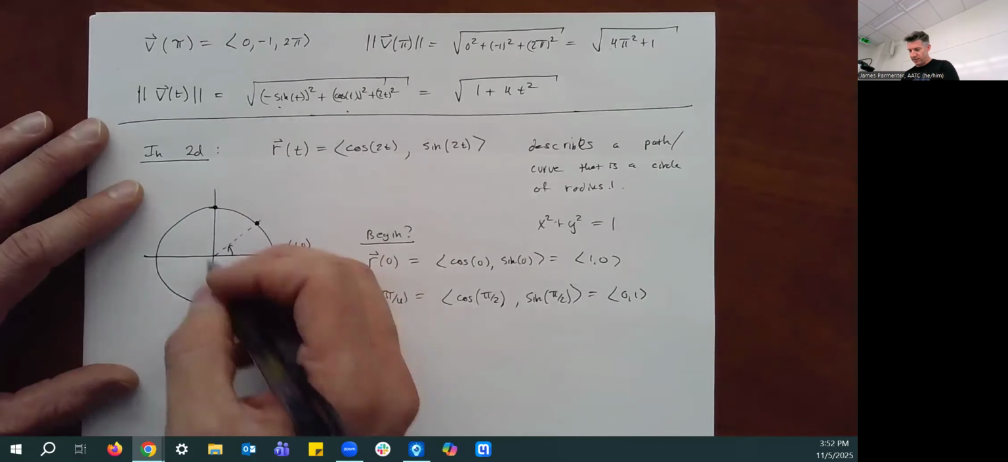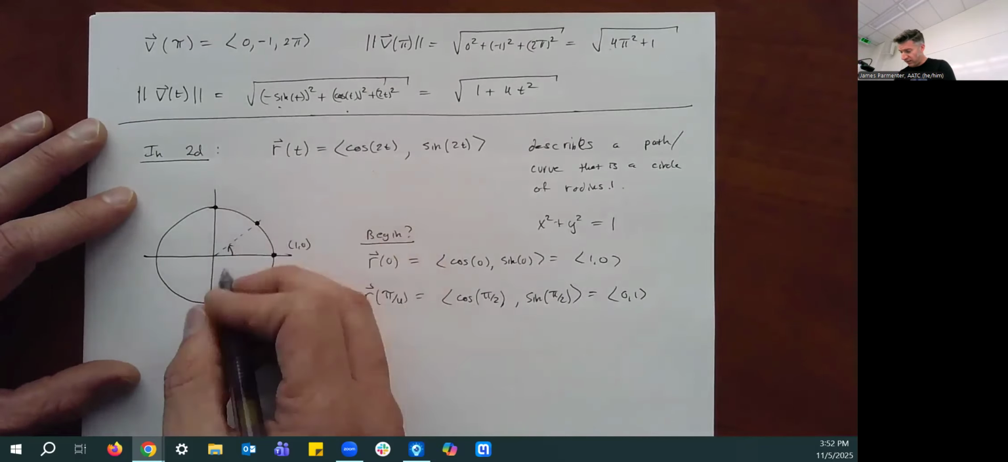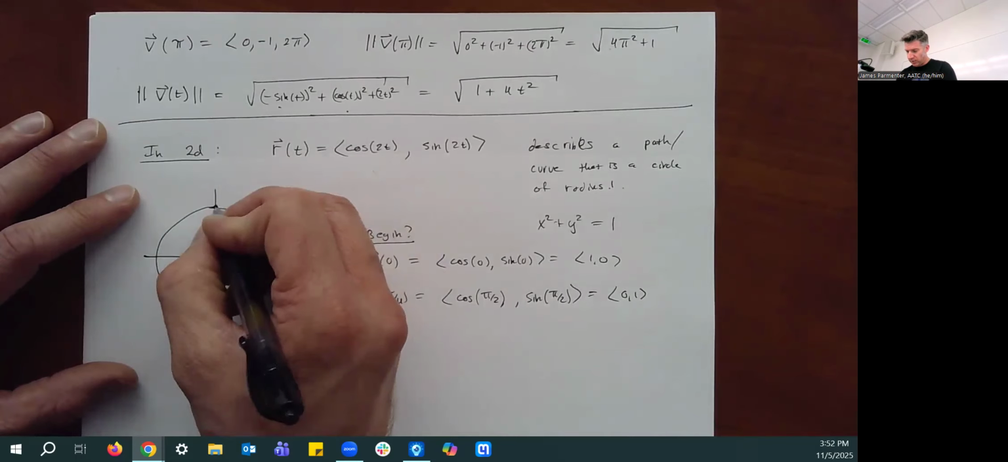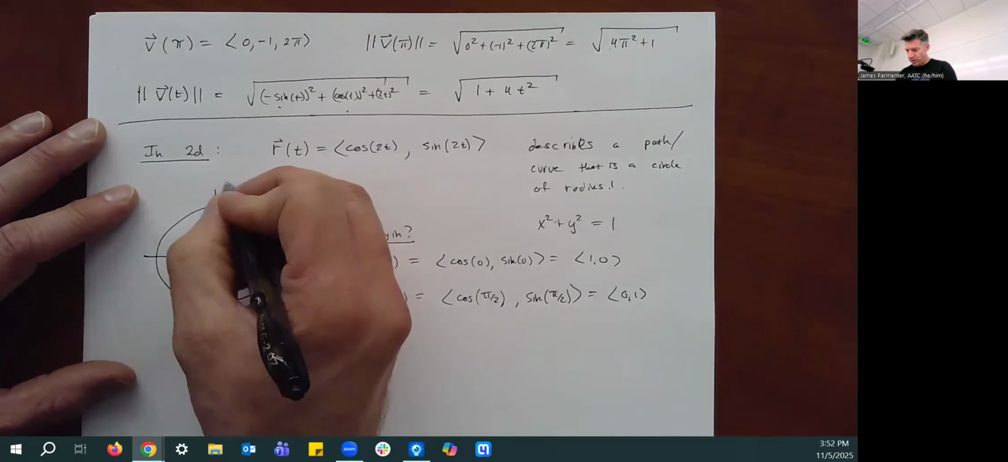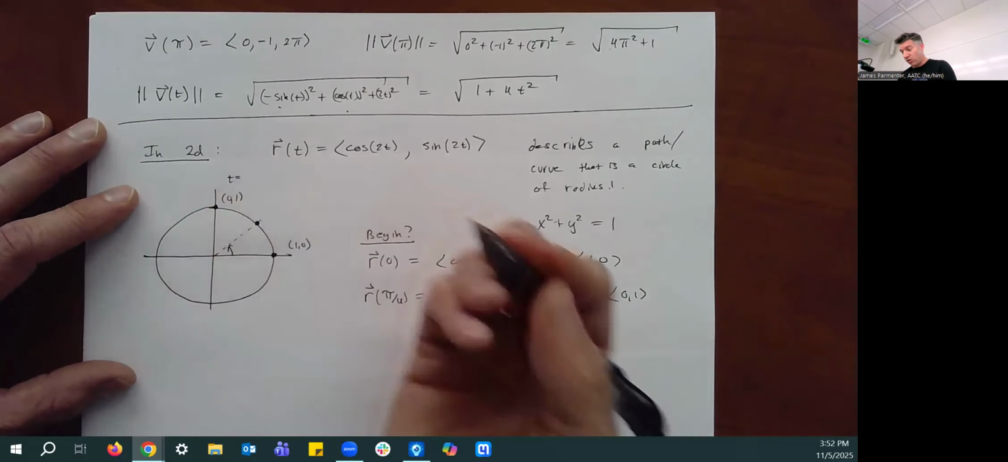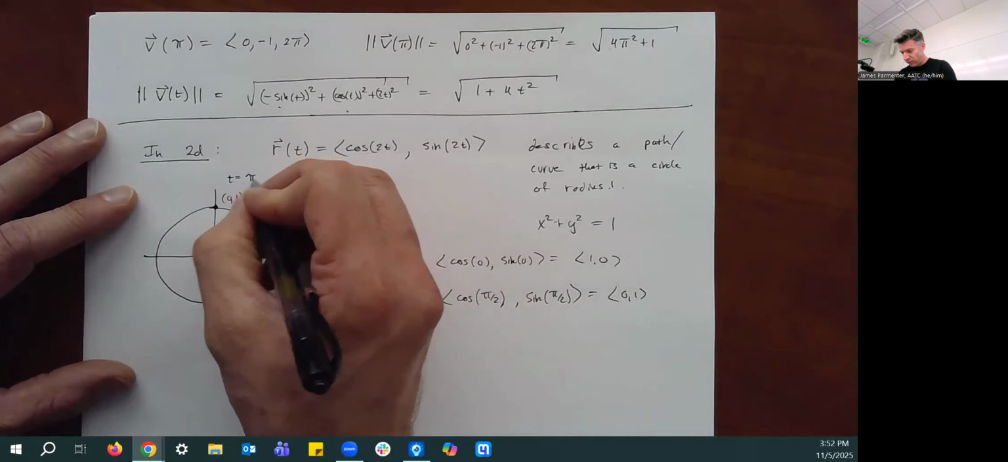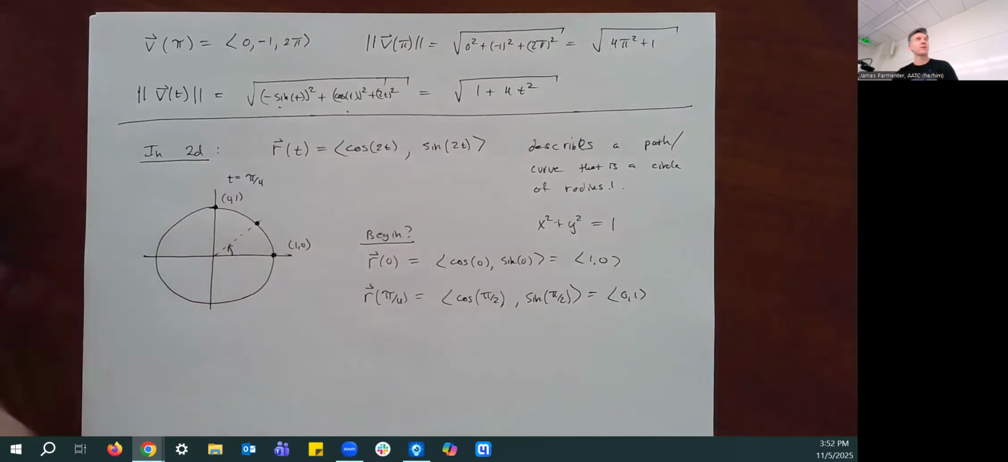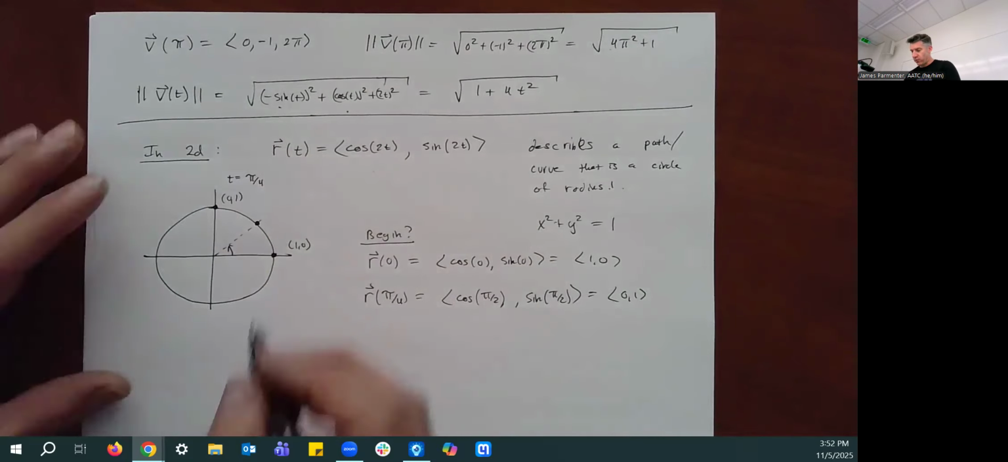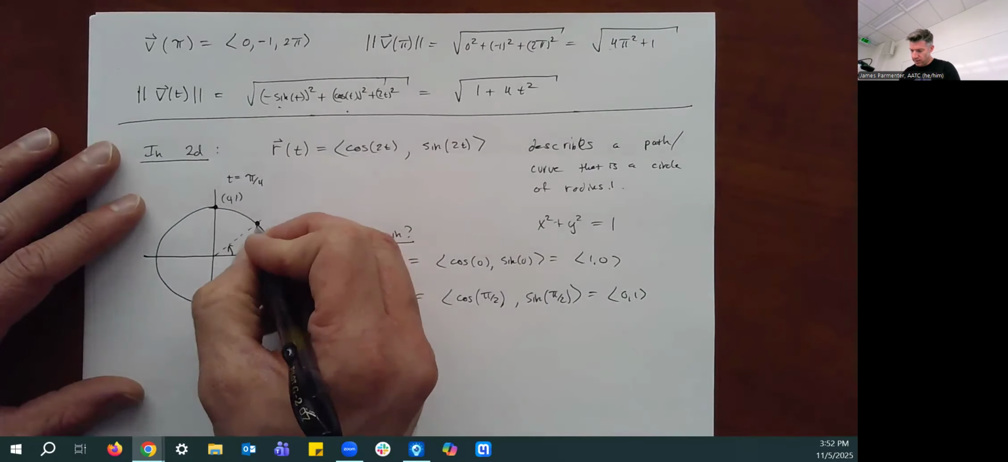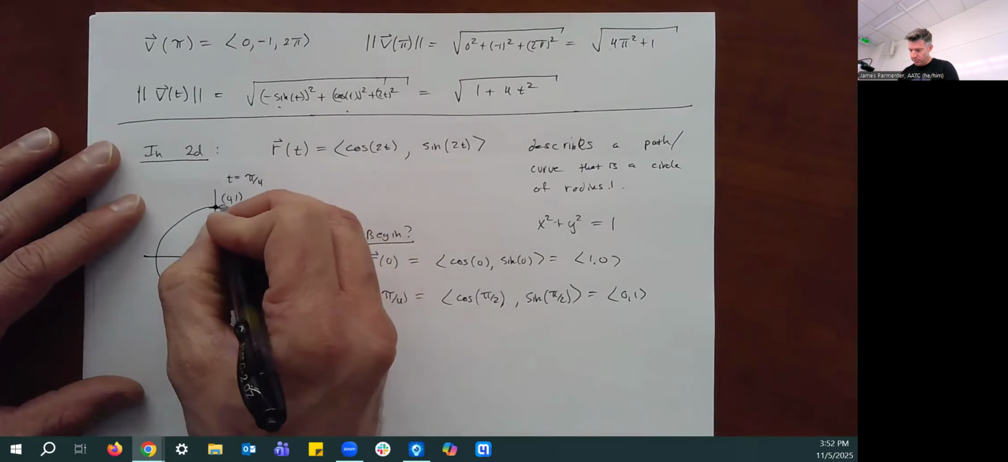Sorry, drawing the angle is not good. I apologize, that's kind of a mistake. What I really should be saying is this is our point here, and we've reached that point when the parameter, not the angle, is pi over 4. Sorry about that. The angle is something totally different than the parameter. It just happens to make sense to be using typical angle values as values of t here because we're dealing with sine and cosine.